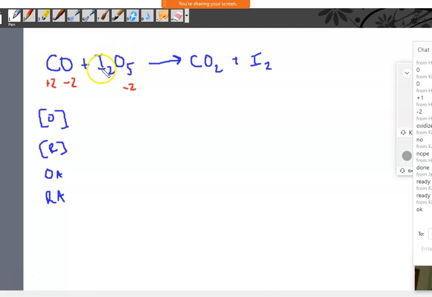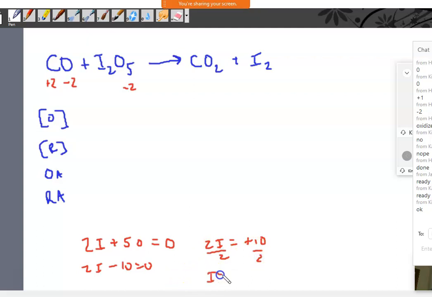So in order to figure out what iodine is, let's come down here. Both my iodines plus all 5 of my oxygens have to equal an overall charge of 0. So it's 2 iodines minus 10 equals 0. So 2I equals +10, and then you divide each side by 2 to get iodine equal to +5. So my iodine has a +5 oxidation state.